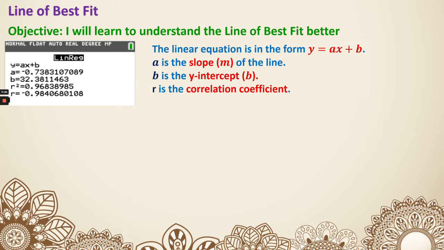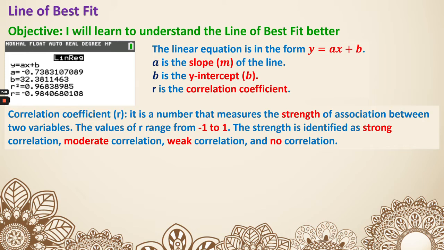We haven't learned what correlation means in the last lesson. It's basically a relationship between two different variables. But knowing there is a relationship, we also need to know how strong or how weak it is. So here it is, the correlation coefficient, letter R. It is a number that measures the strength of association between two variables. The values of R range from -1 to 1. The strength is identified as strong correlation, moderate correlation, weak correlation, and no correlation. Basically, there are 4 different levels.